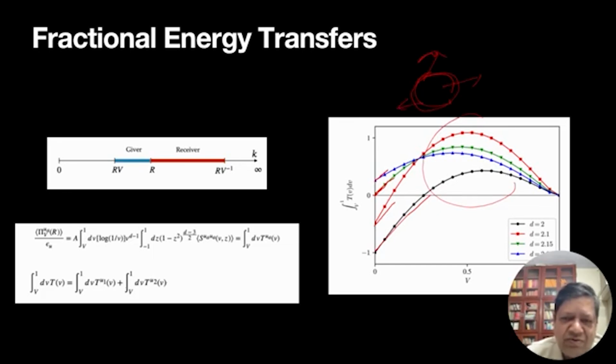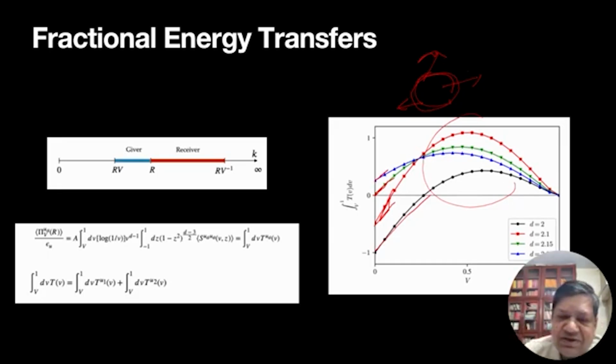But for d equal to 2.1, there is an inverse cascade. Overall energy is flowing in for d equal to 2.1. At 2.15 it is 0, and anything above 2.15 it is positive. So there is no energy going out of the sphere.